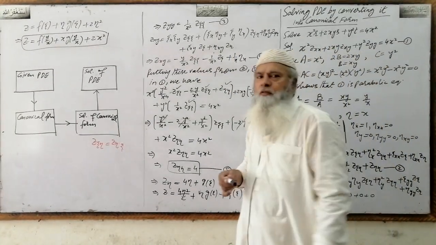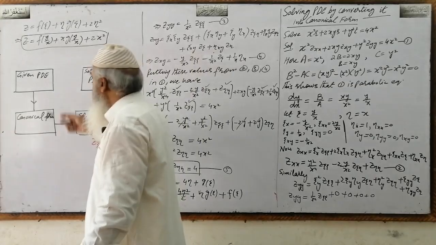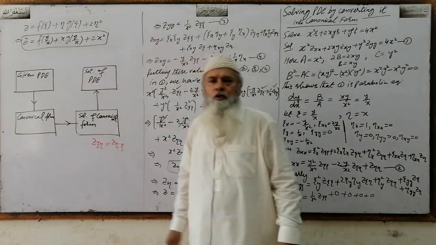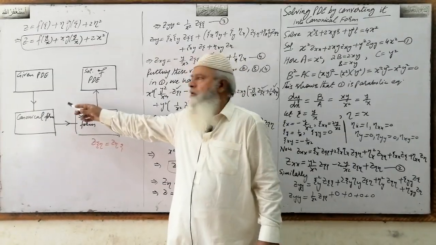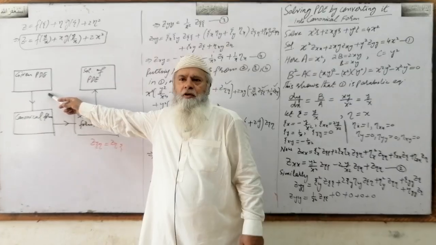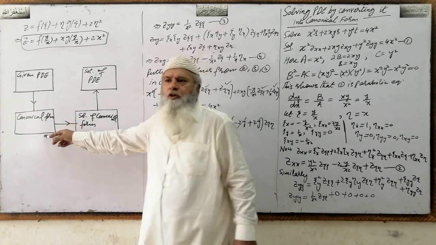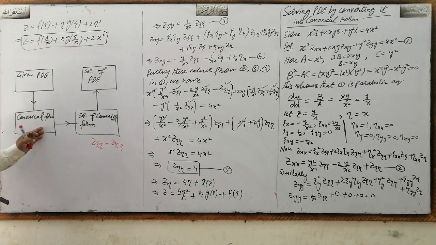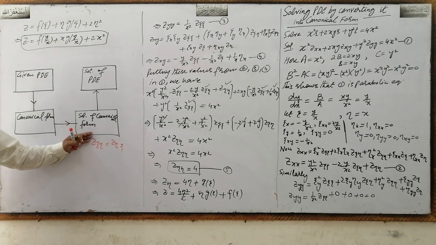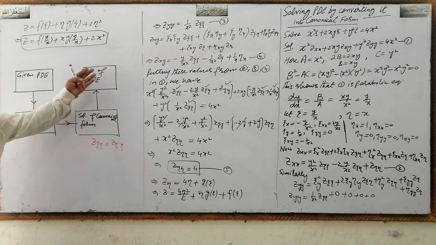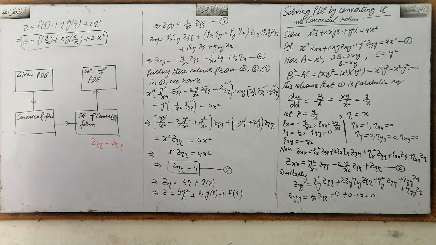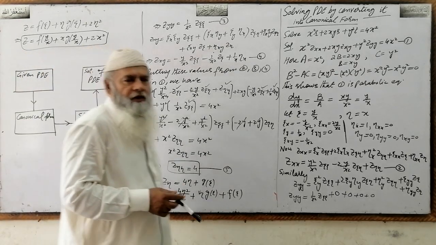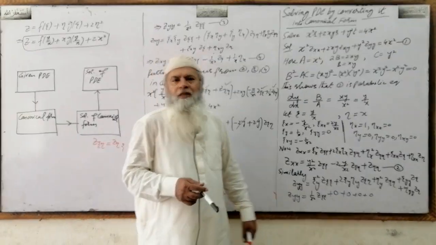In order to solve this differential equation, we have adopted this flowchart form. In the flowchart, we started from the original differential equation, converted it into canonical form, then solved this canonical form and got the solution of the canonical form, and then by backward substitution we got the solution of the original differential equation. Hopefully you understand the method.